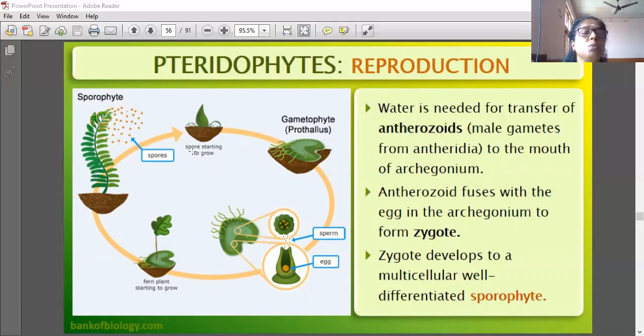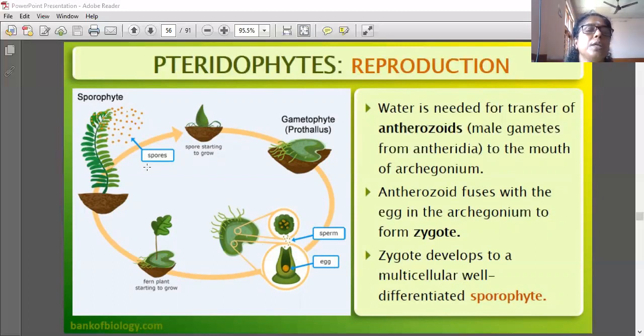Sporophyte: spores are there. Gametophyte: sperm and egg are there. So water is needed for the antherozoids to reach the mouth of the archegonium. The antherozoid fuses with the egg in the archegonium to form the zygote. Sperm and egg fuse together to form the zygote. The zygote develops into a multicellular, well-differentiated sporophyte.